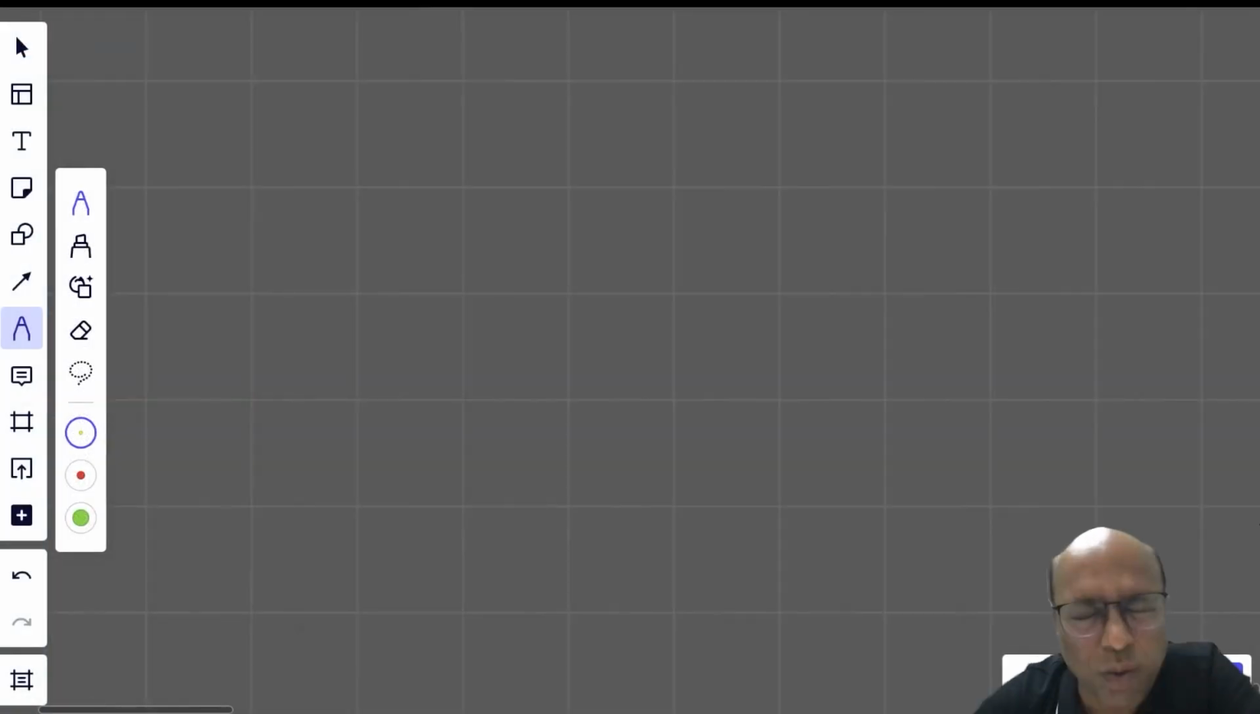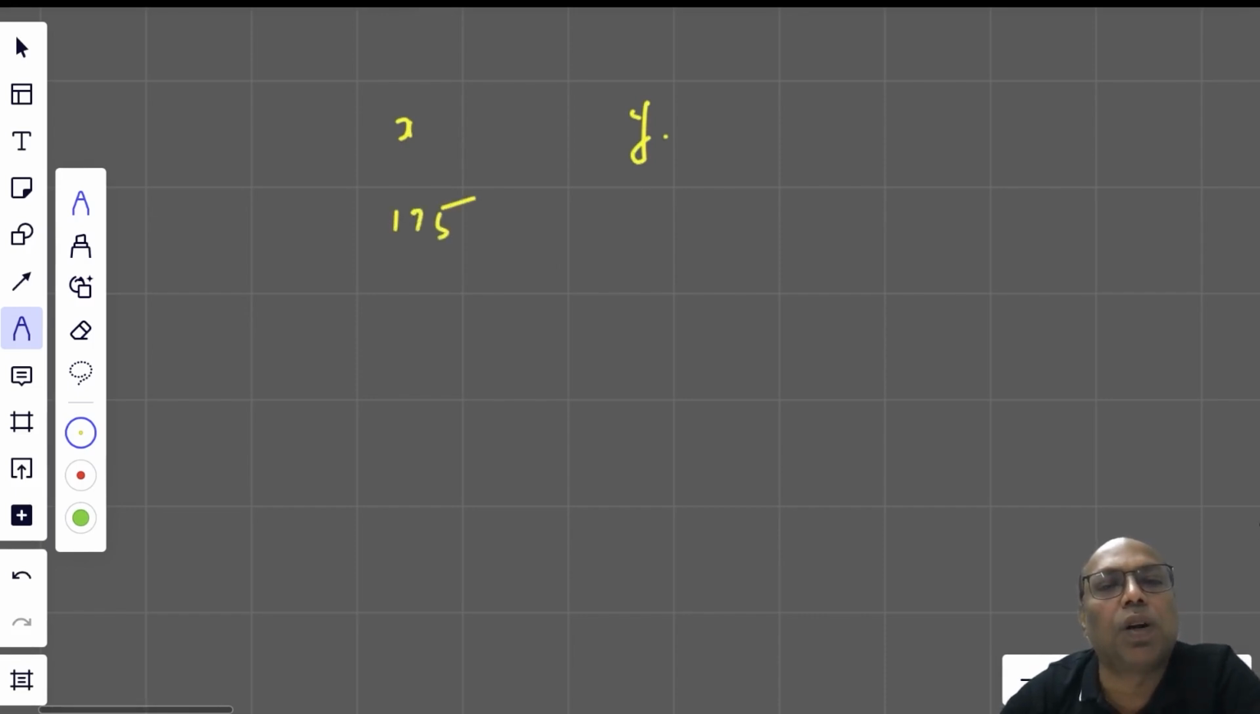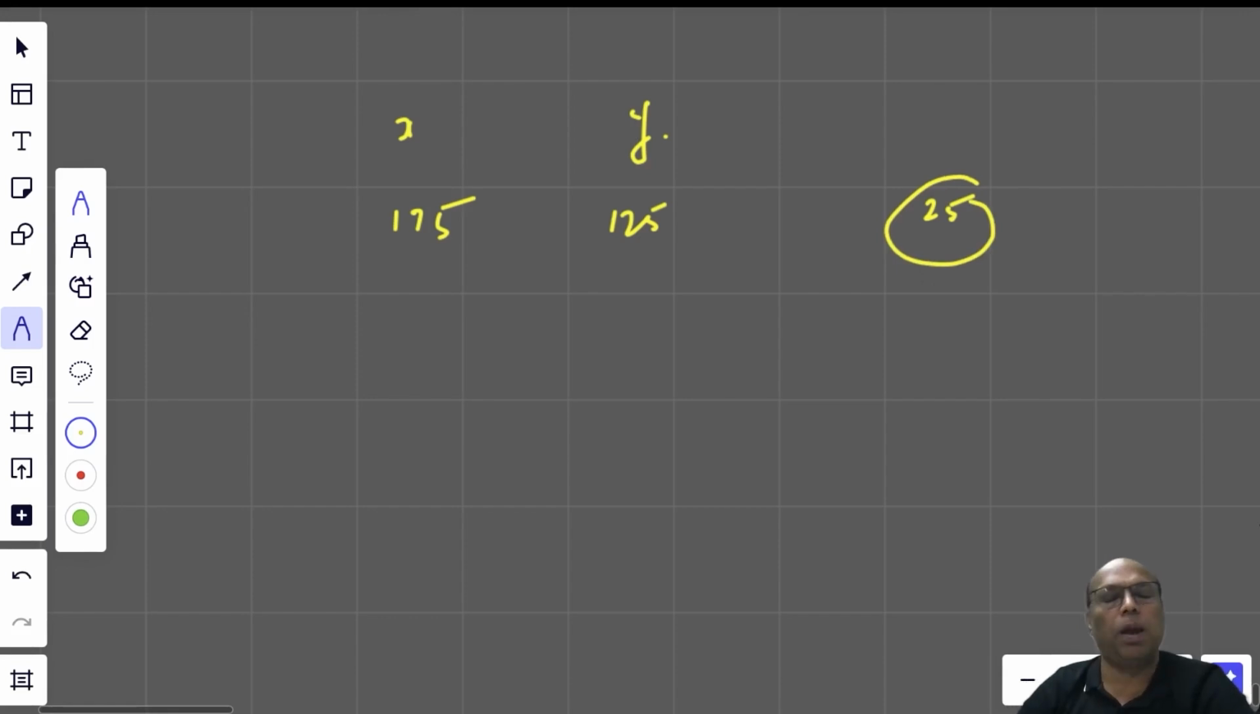Okay, so now I am going to give you two numbers. So let's say here my x is 175, y is 125. You need to find out the GCD of these two numbers. What is a GCD? It is the greatest common divisor. The greatest common divisor is 25. How to get it?